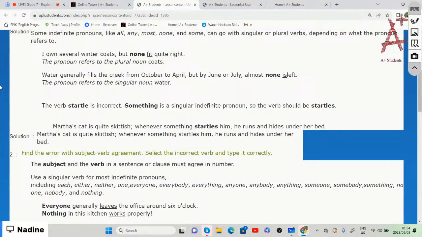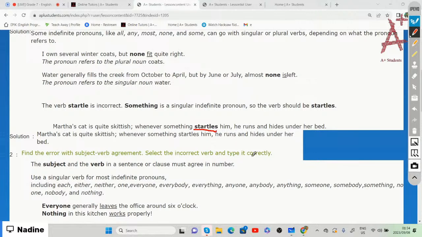So since we're talking about Martha's cat, which is singular, we use the word startles him. So startles, we added the S. So he runs and hides under her bed. Whenever something startles him. So something is also a singular indefinite pronoun.